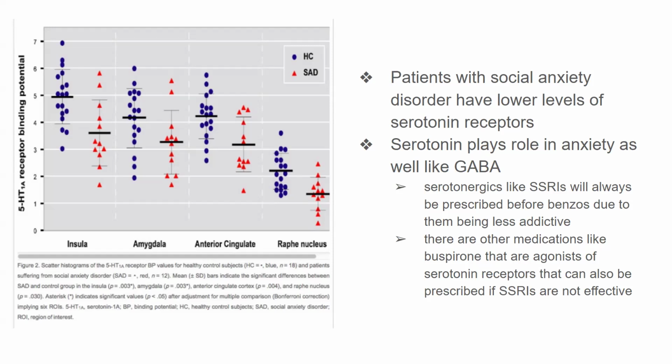Well, I honestly don't even know the distinctive effects. So you guys won't need to know that. Just know that patients with panic disorder have less GABA receptor availability. Patients with social anxiety disorder have less serotonin receptor availability.